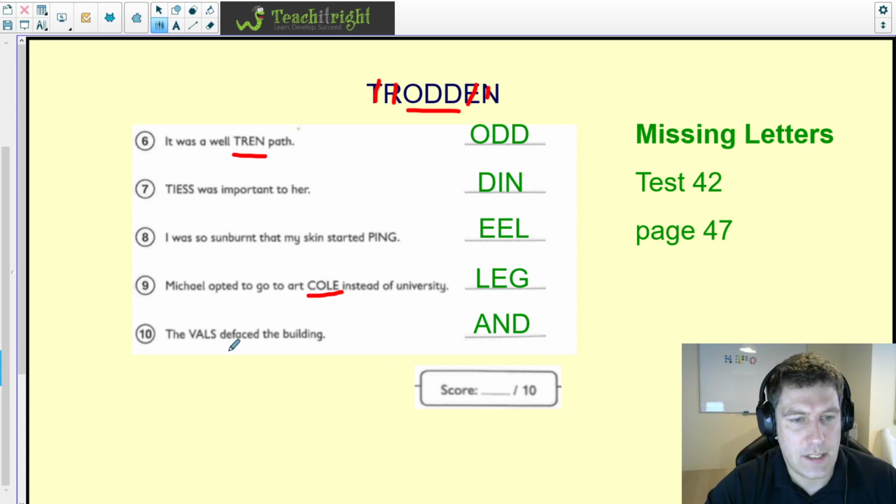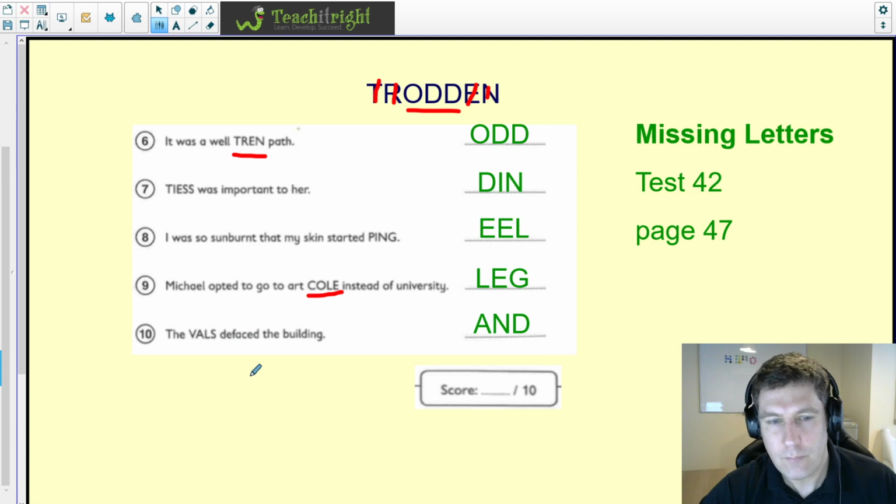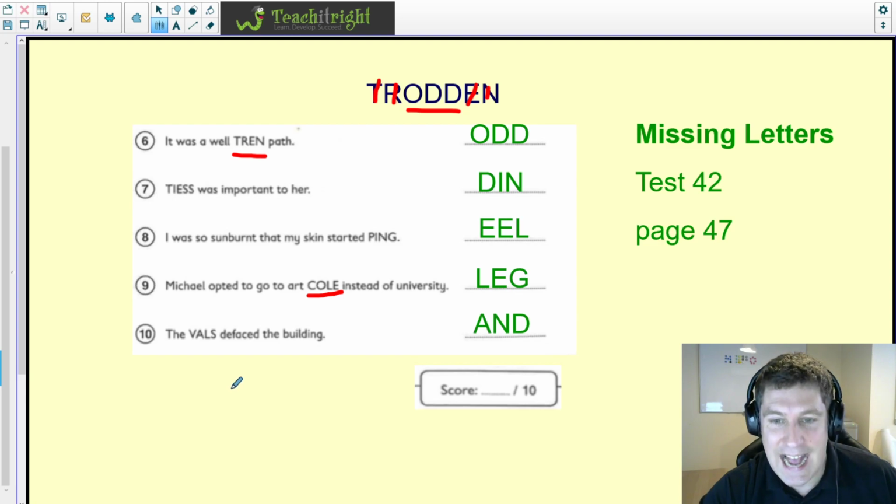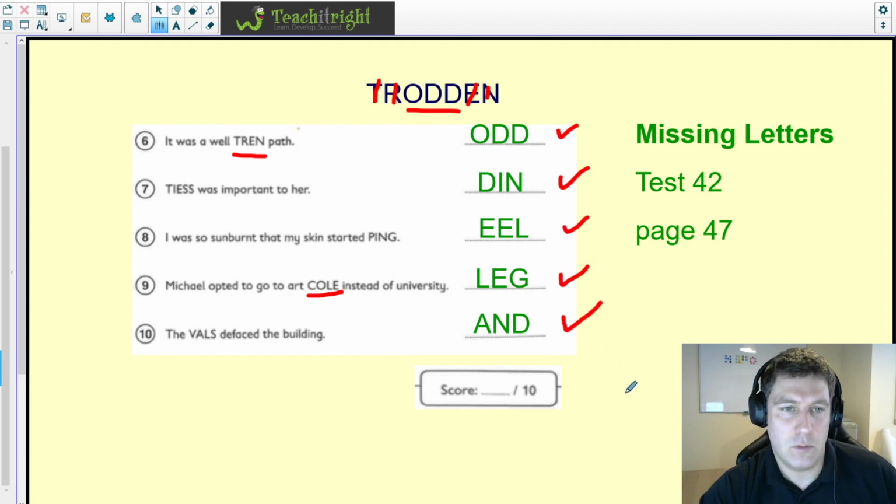The last one, the something defaced the building. Now, defaced means sort of ruin or mark something if you deface it. And what we're looking for here is vandals. Vandals. Okay, and that will leave you with the word and. So again, if I could ask you to just go down through, tick the ones you got right. Some quite difficult words in there, but again, any words you didn't know, record them in your word and meaning book. It's all good for your vocabulary.